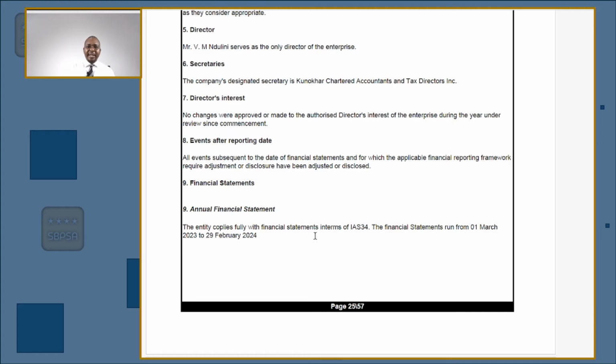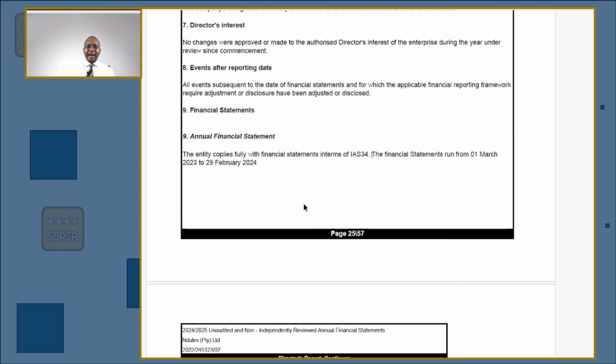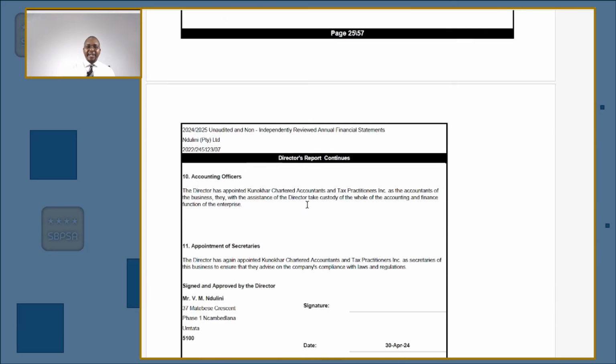So SPPSA is saying annual financial statements must provide an accounting period in which they are prepared, and also if there are any interim financial statements, they must be for 2 months. For 2 biannuals. In other words, you must prepare interim financial statements. For instance, this company's year end ends on the 28th of February. So in August, they must prepare interim financial statements, and then at year end, they prepare full annual financial statements.